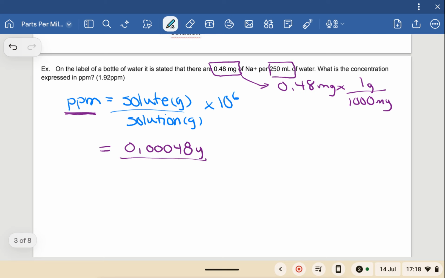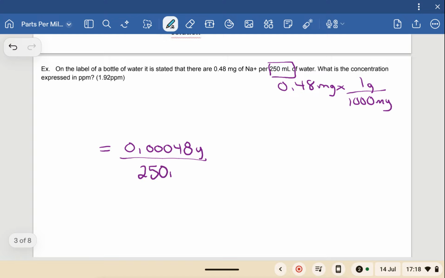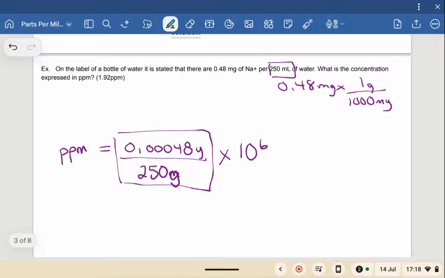Your solution here is 250 milliliters, but this is when we can use that information: 250 milliliters will equal the same in grams. So the milliliters went away here, but that's okay. We fill that part in, and then you have times 10 to the power of 6. When you are solving for parts per million, put your fraction into your calculator first, and then multiply it by 10 to the exponent of 6. Once you do that, you should see that your answer is 1.92 parts per million.